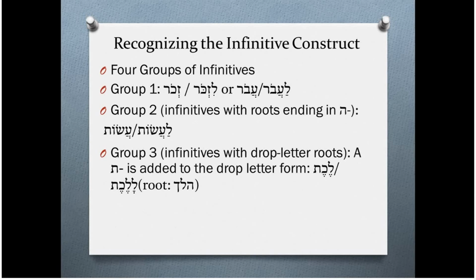So when you have a drop letter infinitive, a tav, again, is added to the drop letter form, but at the end. So in this case, you have lechet or la lechet, and this is the root halach, which means to walk, or refers to walking, going. And so what you see here is the hey on the front has dropped off, but it has gained a tav in the back. So this can be a little bit confusing, but notice that group 3 really refers to drop letters that lose the first letter. So in this case, halach. So you have la lechet.